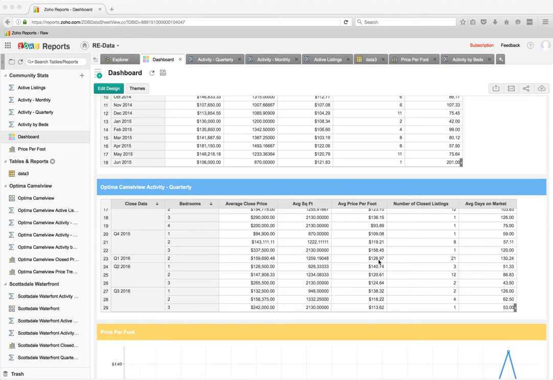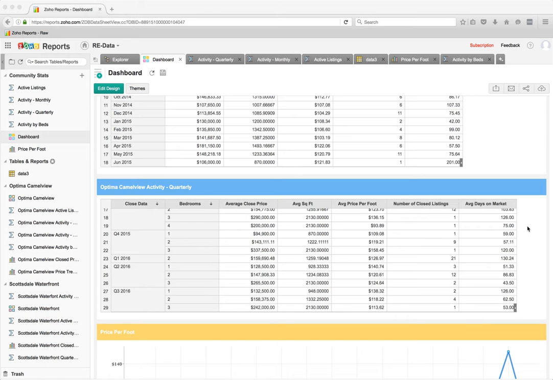So in the first quarter of 2016, we saw 21 two-bedroom condos sell at an average price of about $127 per square foot. The average days on market to get there were 130 days. If we look at the second quarter of 2016, we will see that there were 12 two-bedroom condos that sold at an average per square foot price of $120, with an average days on market of almost 87.